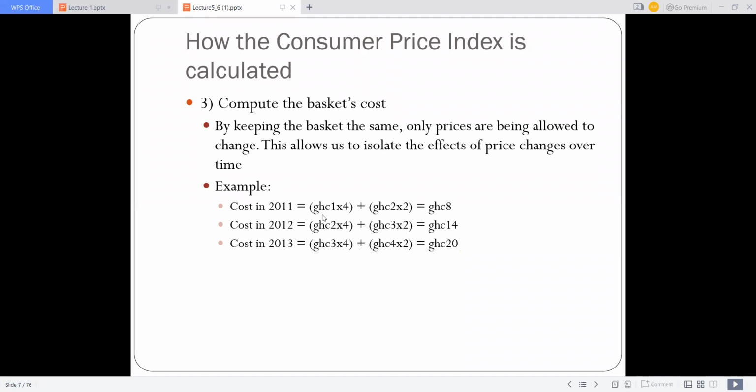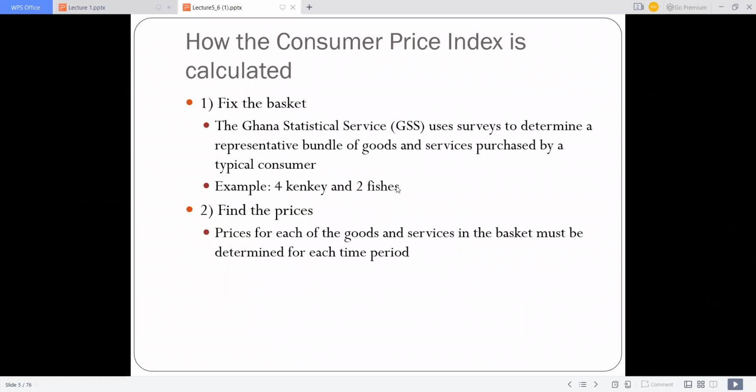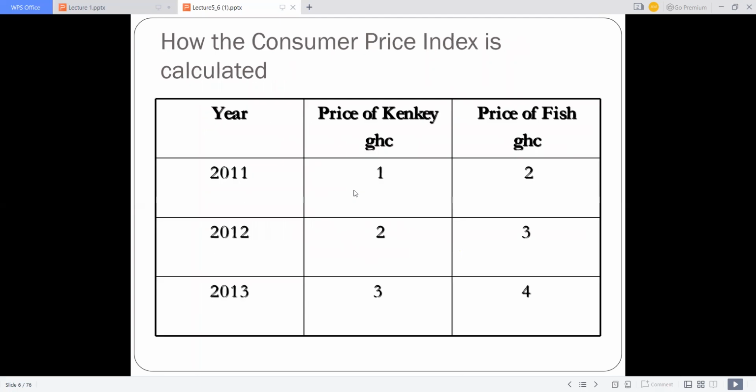However, if we want to consider only Kenke, we may have to consider just this one. But in our scenario, they gave us 2 goods, which was what? Kenke and fish. So Kenke was 4 Kenkes, sorry, and the price of 1 Kenke is 1 Ghana cedi. 2 fishes, right? This is the quantity. And the price of 1 fish in 2011 was 2 Ghana cedis. I'm doing this with reference to what we did here, so don't get confused if you're seeing these 2 here.